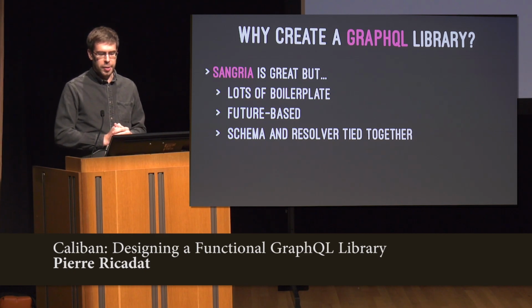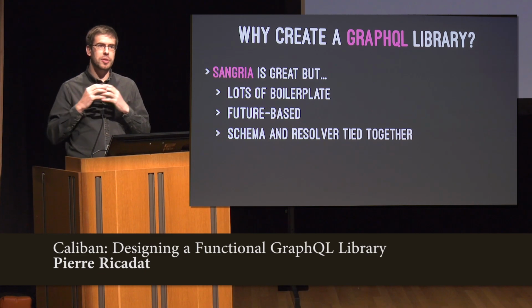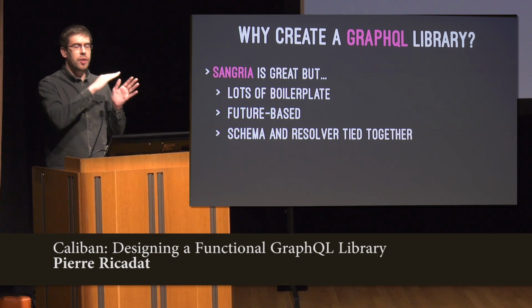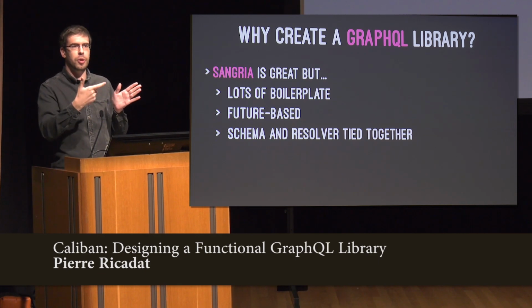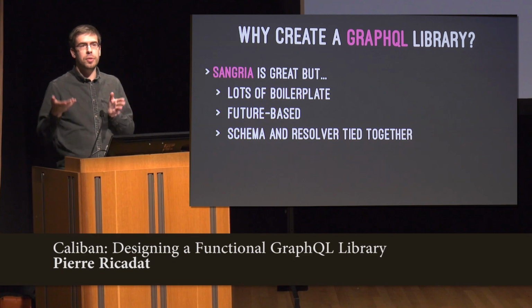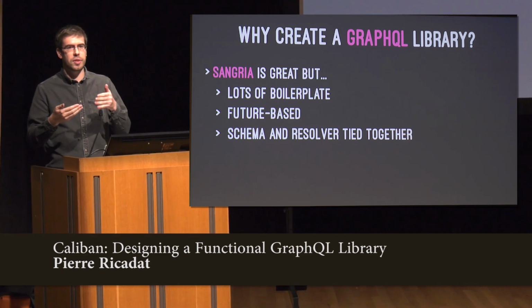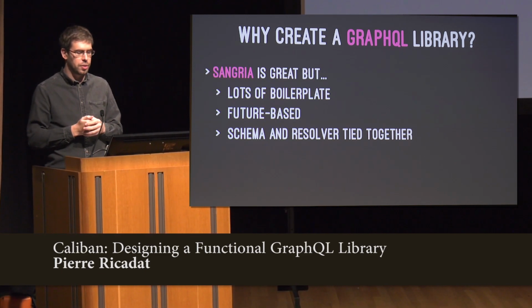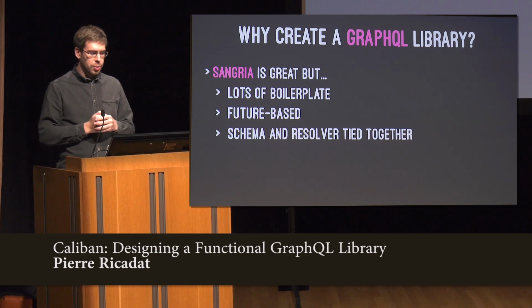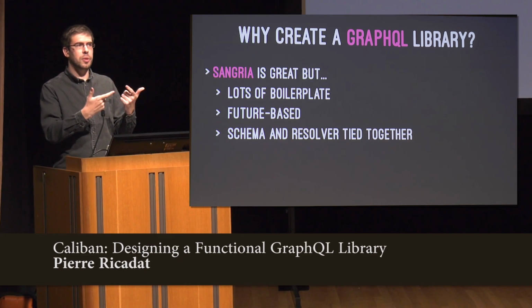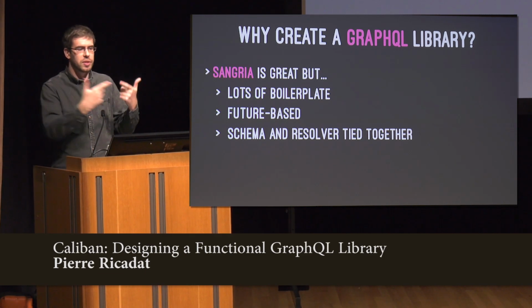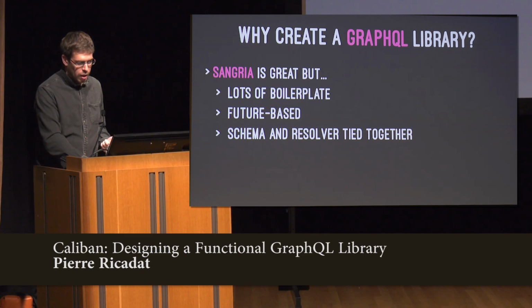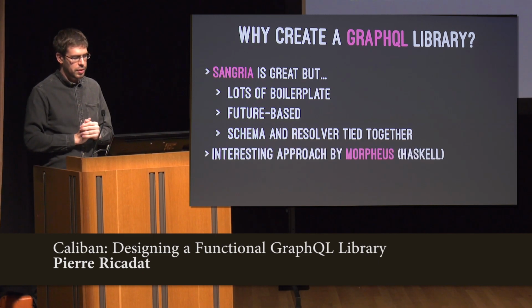Another thing that I wish were different is that with Sangria, when you define a schema, for every field you need to give a resolver. A resolver is how do we execute that field? If the client requests a field, how do we find the response for that field? So those are tied together. So if you want to switch, you cannot switch the resolver easily because it's defined with the schema. Okay, so that's it for Sangria.